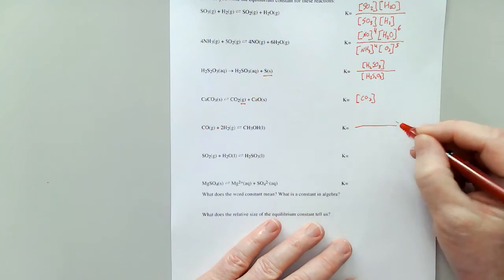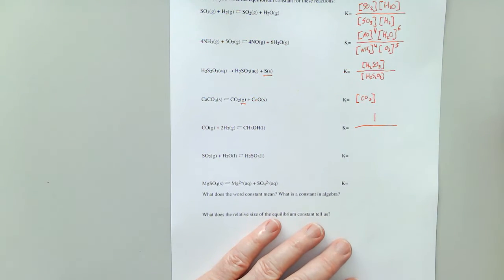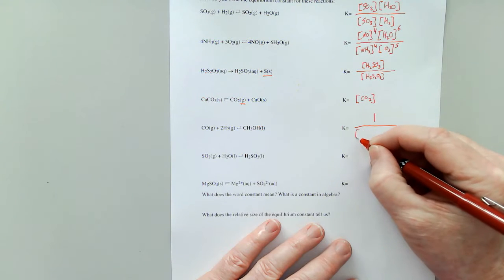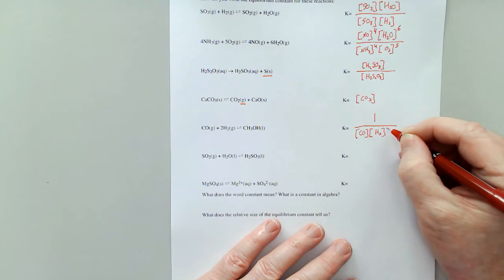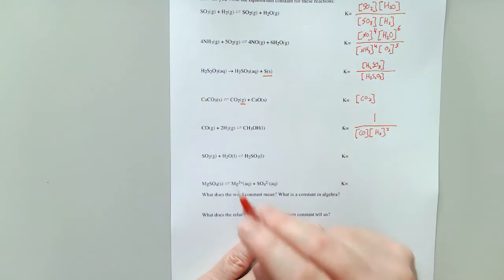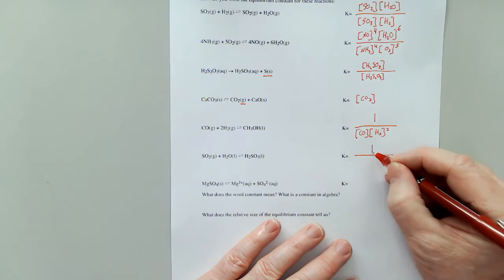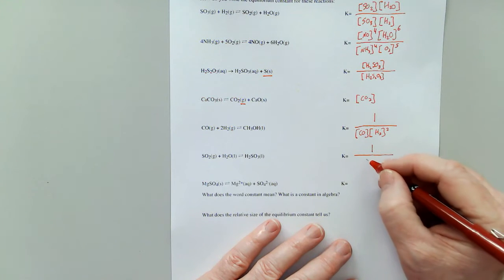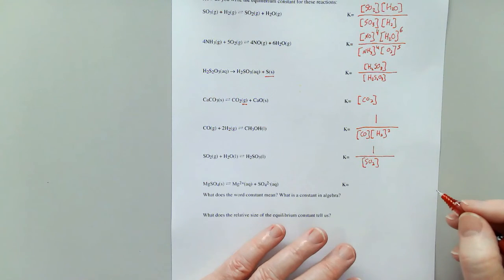Now for the next one, my only product is a liquid, which I would not include. So I'm going to put a 1 up top. I cannot have a topless fraction. I need something in the numerator. So I'll just put a 1 divided by the concentration of CO multiplied by the concentration of H2 squared, because those are both gases. Also another one where there's a 1 up in the numerator, and the only thing downstairs in the denominator is going to be the SO2 raised to the 1st power.